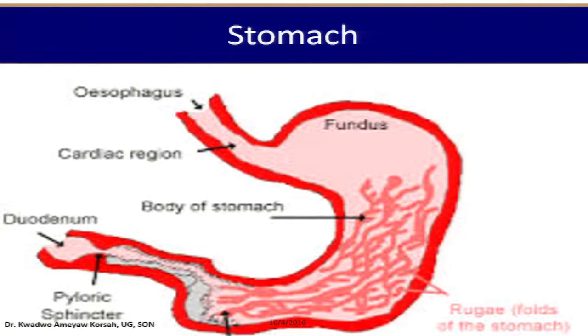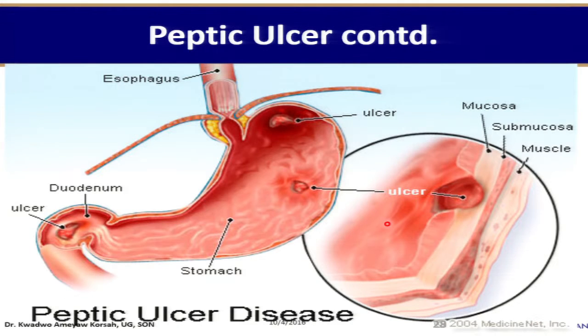Let's look at the diagram. We have the fundus, the body of the stomach, and the duodenum. And then we have specific areas where this condition can occur. And then here too, you can see the ulcerated areas. We can also have them here, even in the fundus. We have them here, and then here too in the duodenum, we have the ulcers.